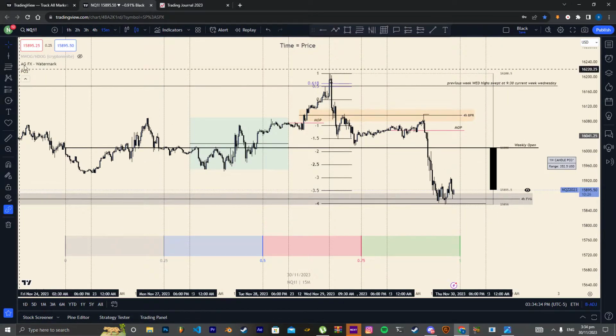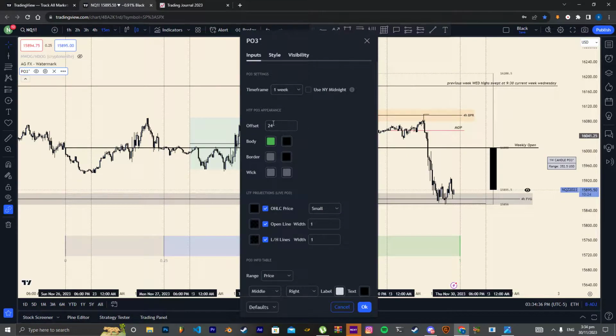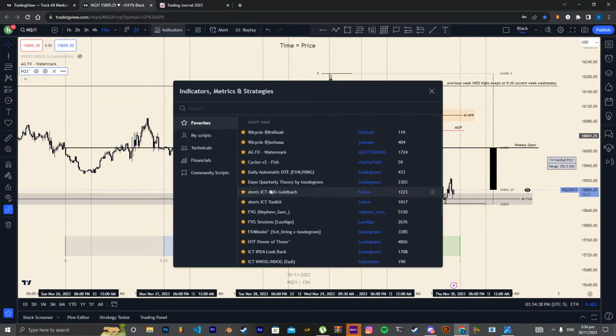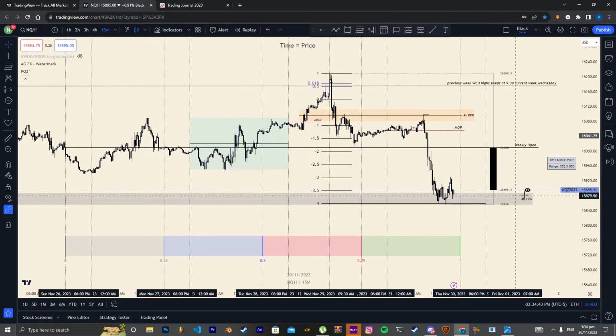If you want this indicator, it's a high time frame power of 3 by 2 degrees, I believe. Which one is it? Yeah, this one right here. Definitely recommend checking it out. Great indicator I like to use.